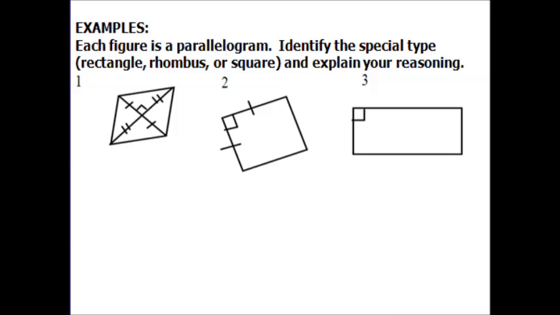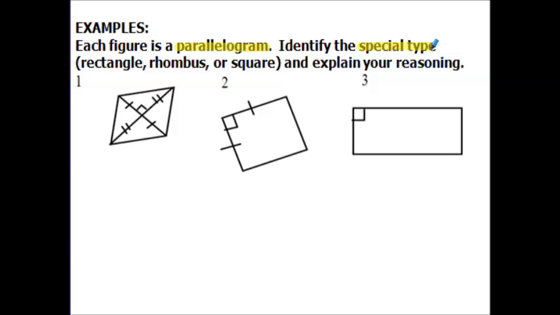So let's look at some examples. In these few examples, we are being told that each figure is a parallelogram, so all those properties apply, and we're supposed to identify the special type. So is it a rectangle, a rhombus, or a square?